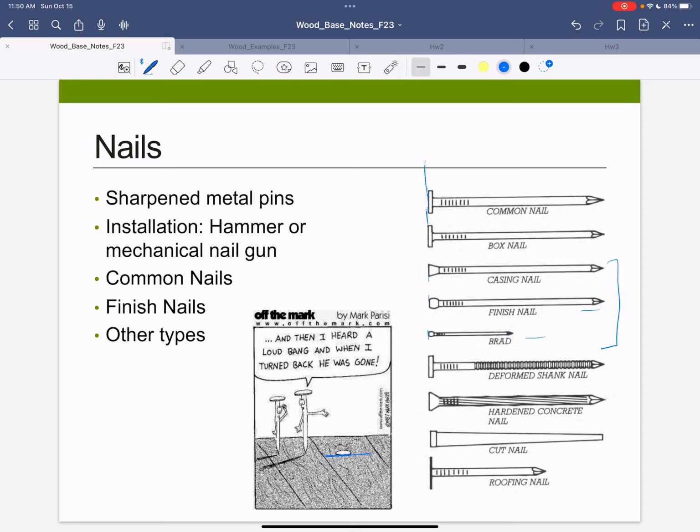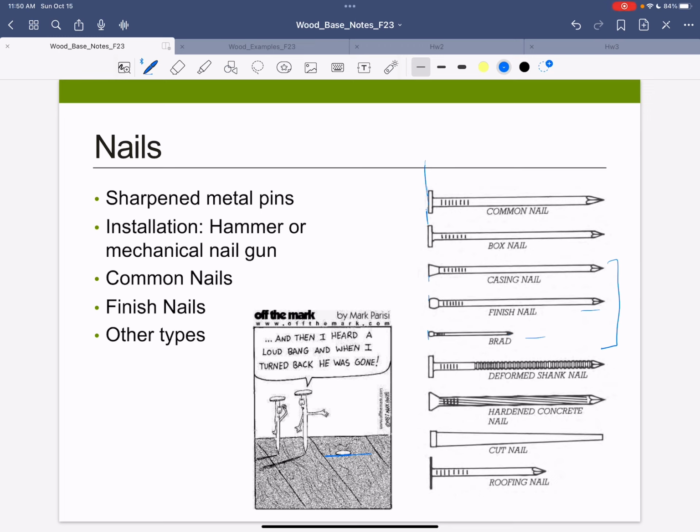A deformed shank nail, once this thing is in here, it's very hard to remove. So this is not like you pry out a common nail. So it's a tight fastener. Hardened concrete nail is when we're attaching to masonry or concrete. It's a little different application. Cut nail, I haven't seen these quite as much. If you're doing wood flooring, it's got a square head, and this shape reduces cracking.